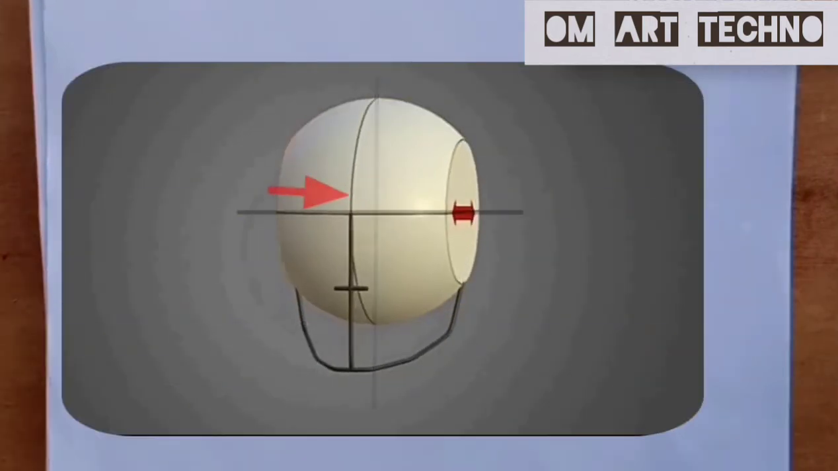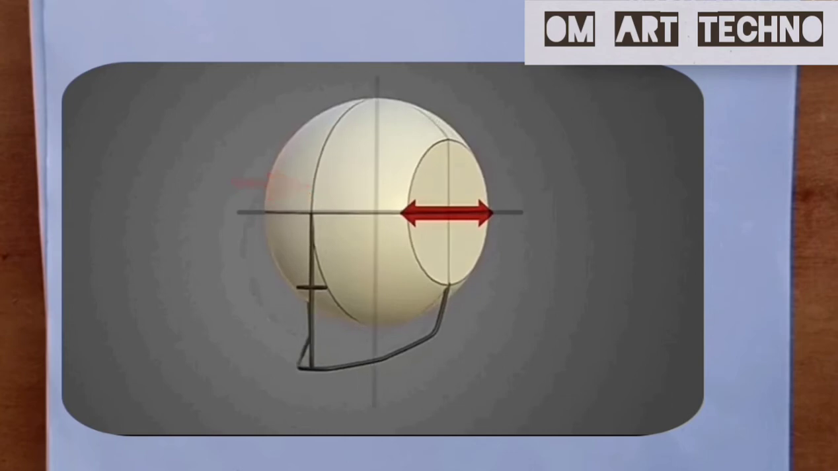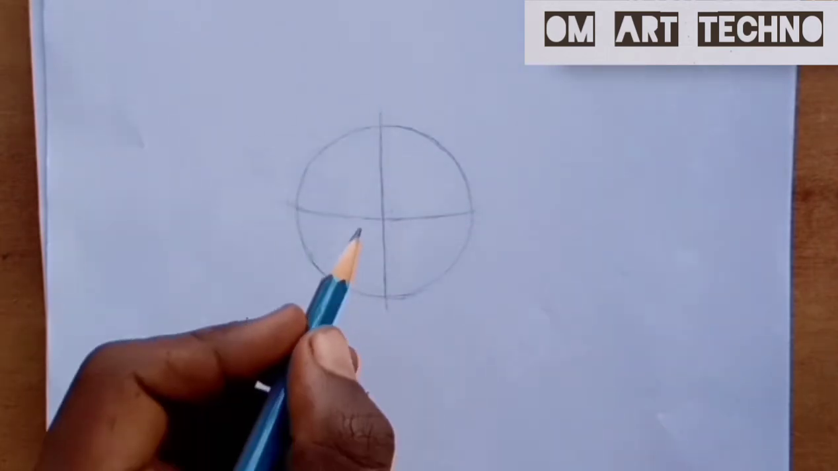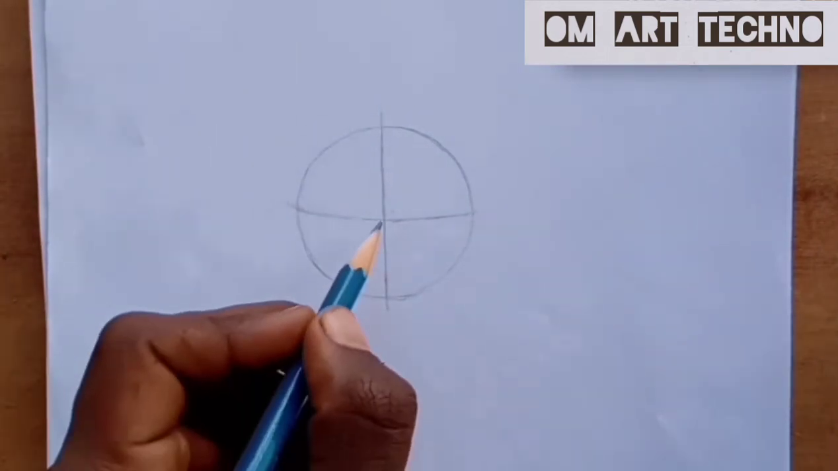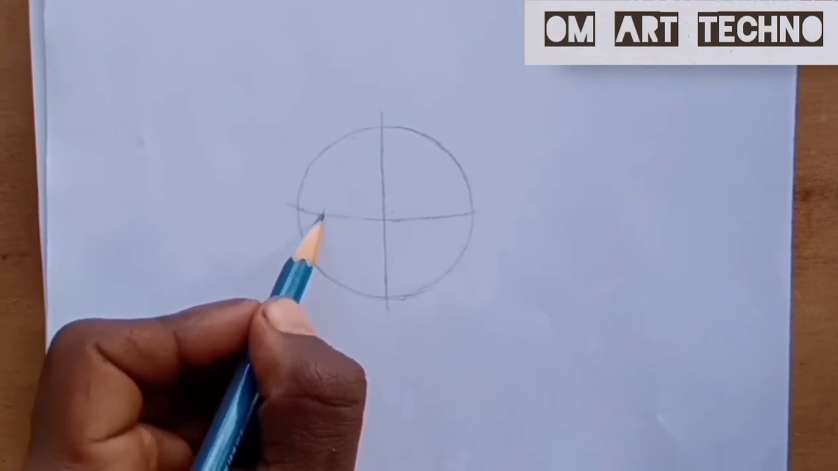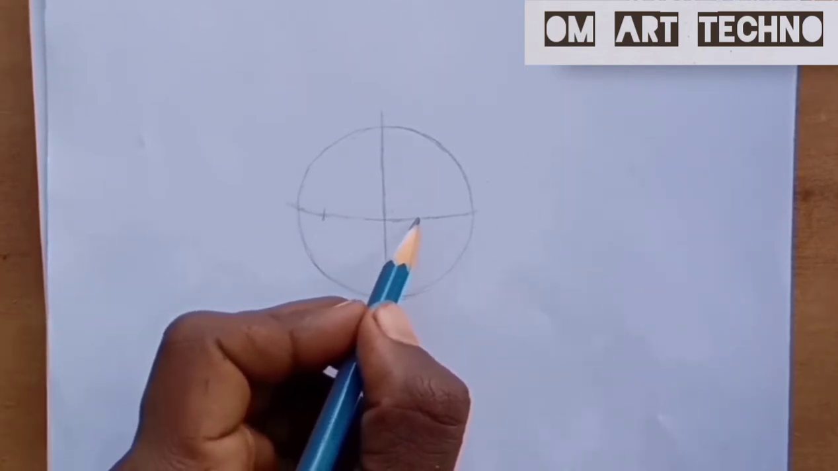When the head moves to the left, you can see here the middle line is more and more curved. To accurately draw that curve, split this section into three from the center of your circle. Same to this side.